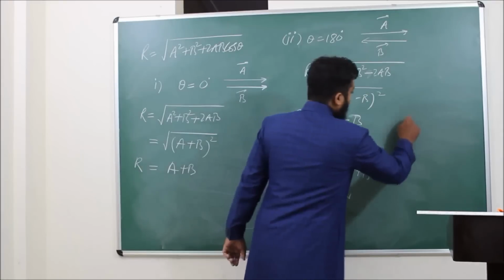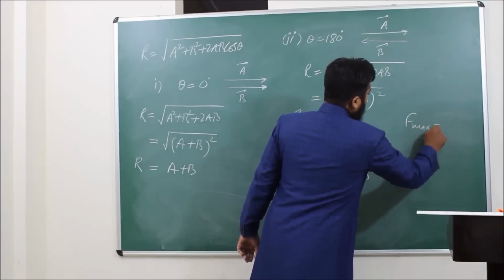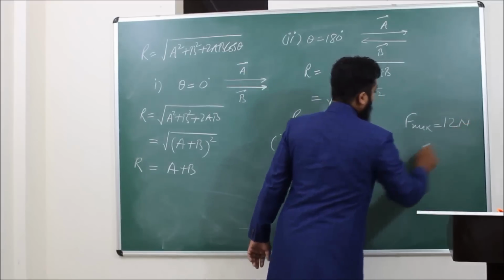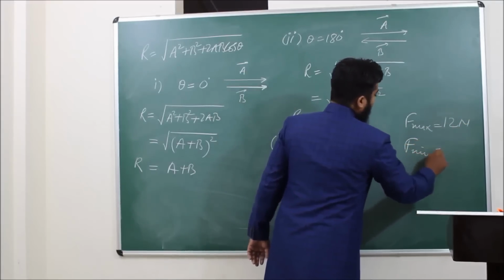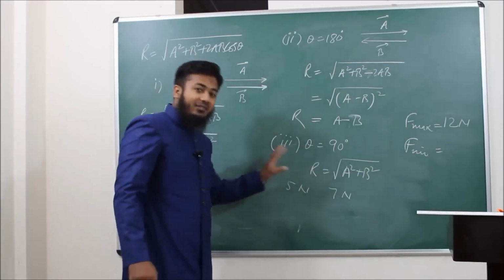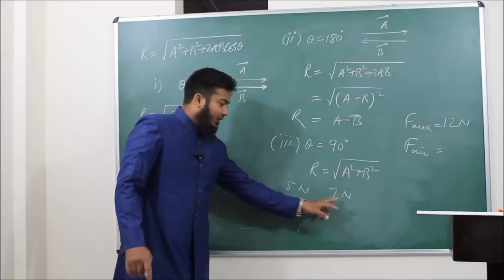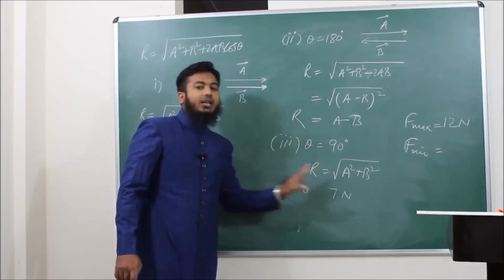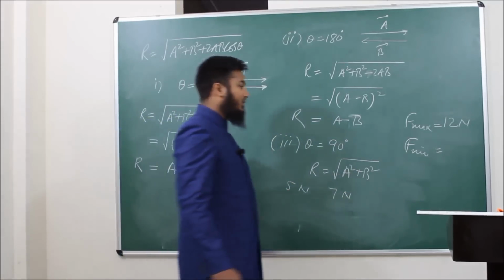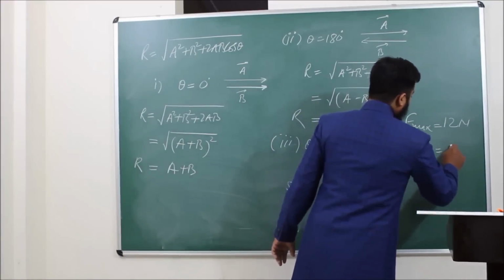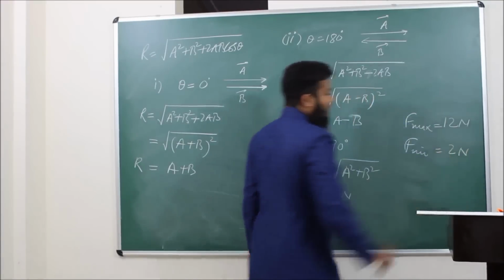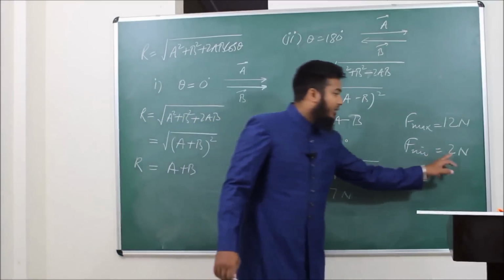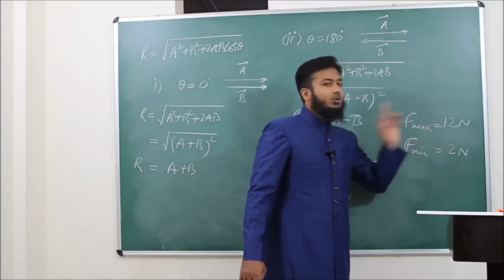So the maximum force from here will be 12 Newton, and the minimum force that we can get from 5 and 7 will be 7 minus 5. Remember, we will subtract this vector from this one, and the direction of this vector will be the direction of the net force, the resultant force. So 7 minus 5 is 2 Newton. So 5 Newton and 7 Newton can make anything from 2 to 12.